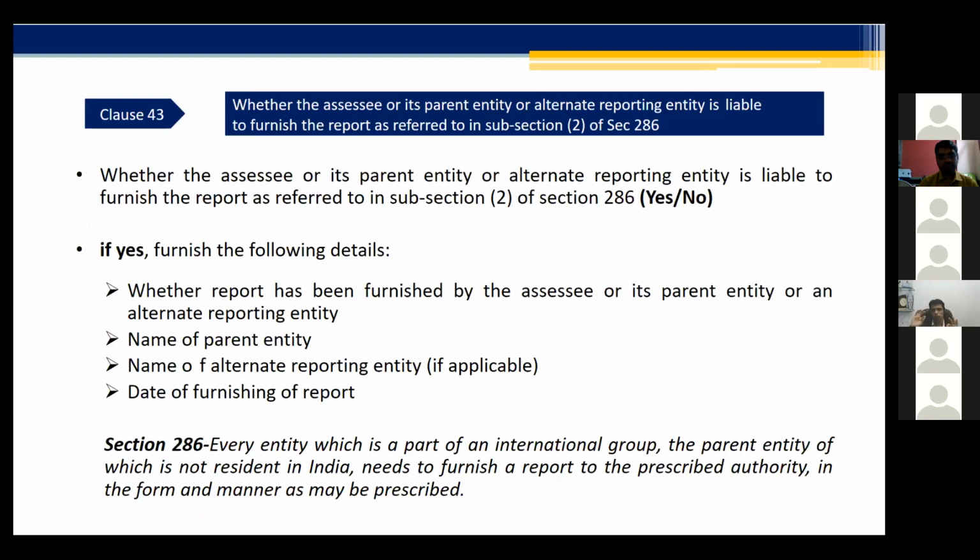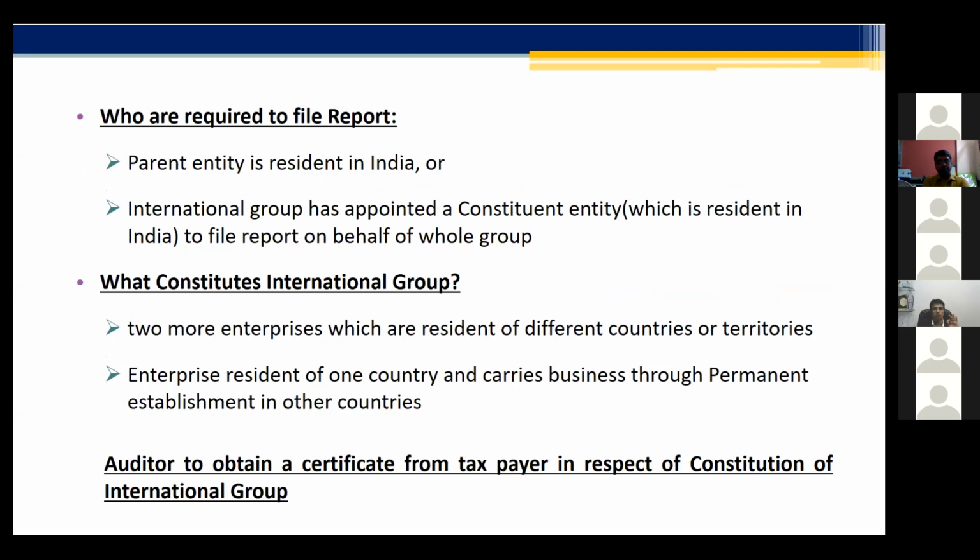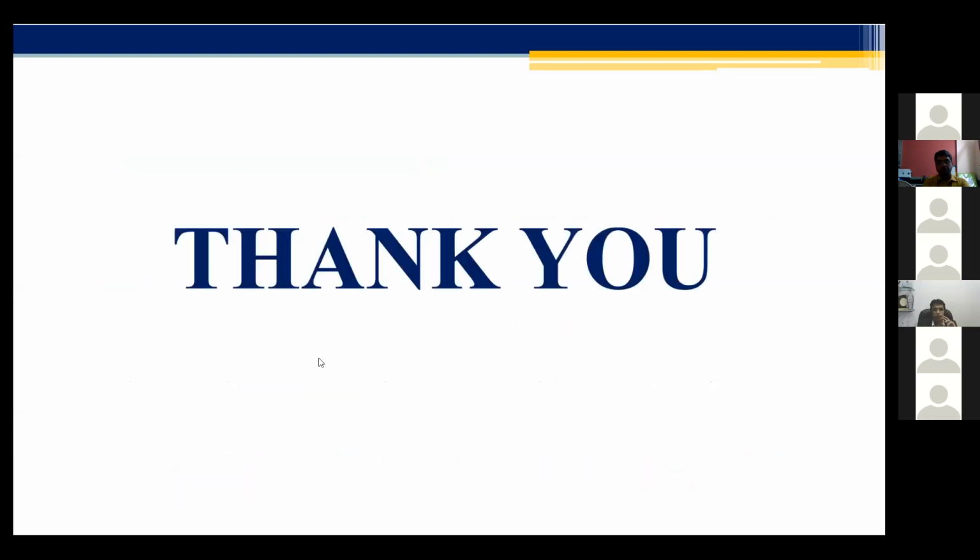If yes, you have to furnish the following details: whether the report has been furnished by the assessee or its parent entity or an alternate reporting entity, the name of the parent entity or alternate reporting entity, and the date of furnishing. Now the question is, who is required to file this report? If the parent entity is resident in India, or the international group has appointed a constituent which is resident to file a report on behalf of the group, the parent entity files. But if you are part of that international group, it basically applies to multinationals, then you need to file it. It's very specific, so I will not go into detail.